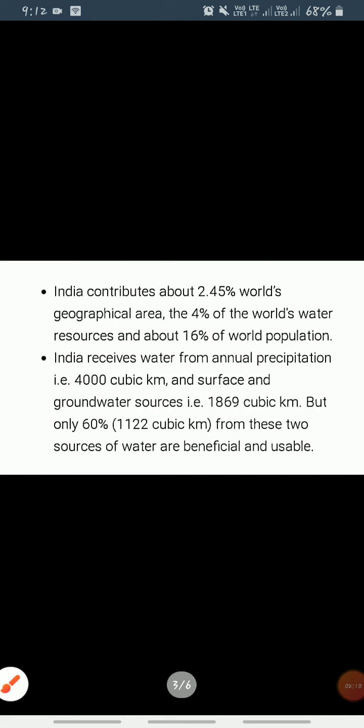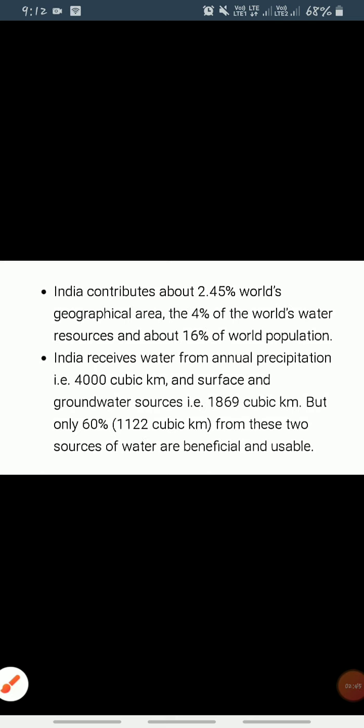India accounts for about 2.45% of world surface area and 4% of the world's water resources and about 16% of the world's population. So India covers 2.45% of the world's total area, 4% of the world's water resources, and the world's population is 16%.